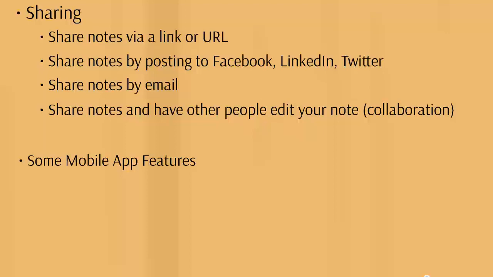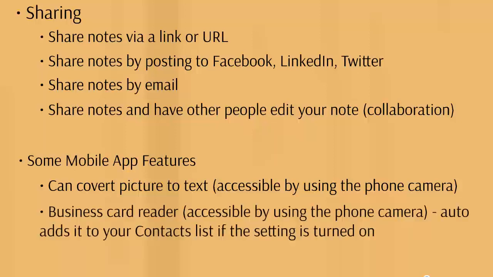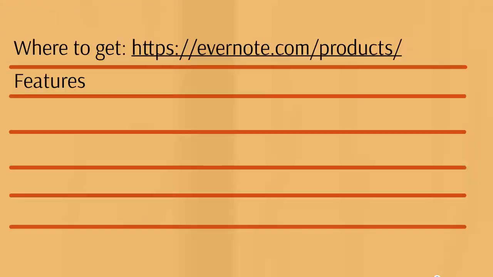And there are some mobile app features as well. For those of you who have an Android or iPhone, it's good to have, and that's why we like the tool as well, because it's compatible with different platforms essentially. You can actually convert a picture to text by accessing your phone camera. It also has a business card reader accessible by using the phone camera, and it automatically adds it to your contacts list as well.